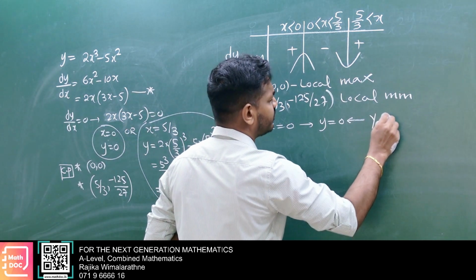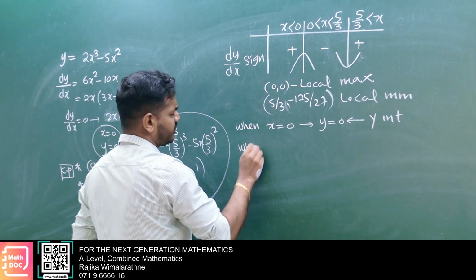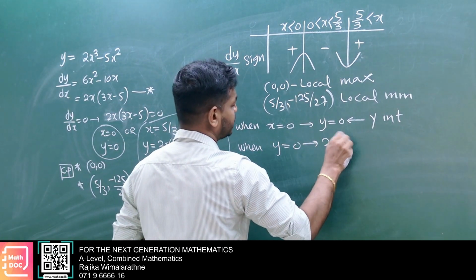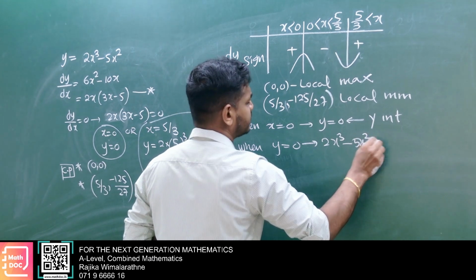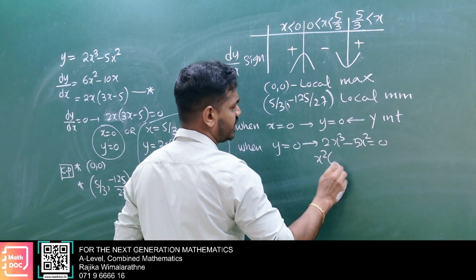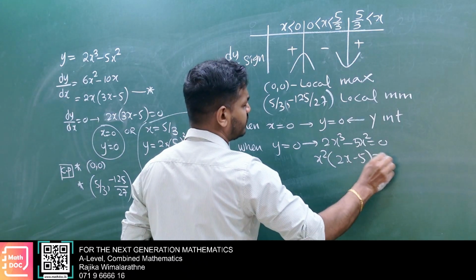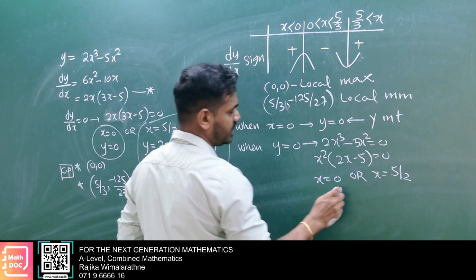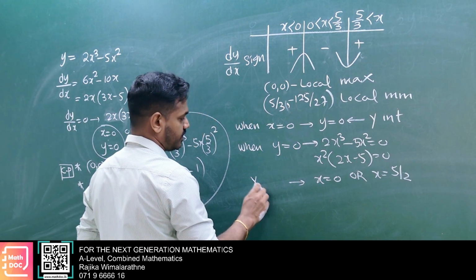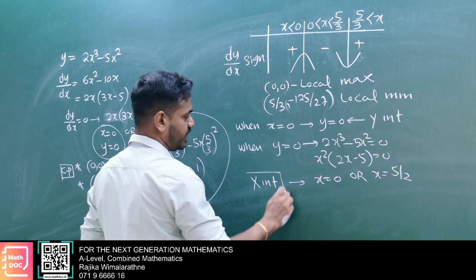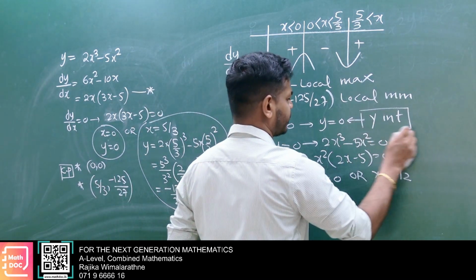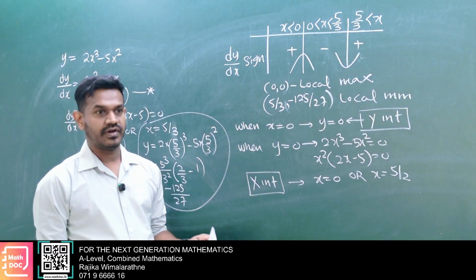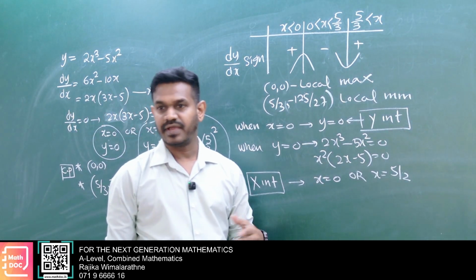Then the x-intercepts. When y equals 0, 2x cubed minus 5x squared equals 0, then take x squared outside: x squared times 2x minus 5 equals 0, we get x equals 0 or x equals 5 over 2. These are the x-intercepts. That's how we find x-intercepts and y-intercepts. So you have to follow that procedure.